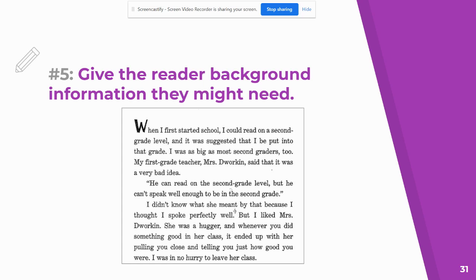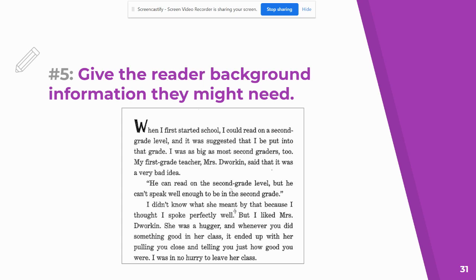This is from Let's Hear It for the First Grade by Walter Dean Myers, from Bad Boy. When I first started school, I could read on a second grade level, and it was suggested that I be put into that grade. I was big as most second graders too. My first grade teacher, Mrs. Dworkworth, said it was a very bad idea.